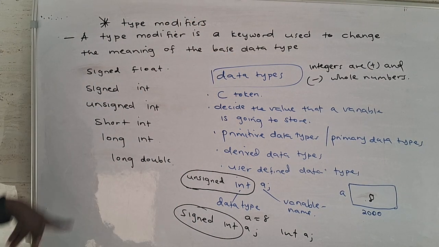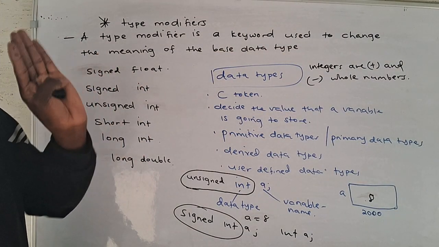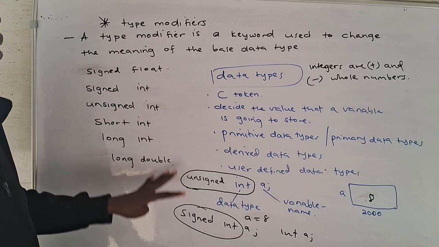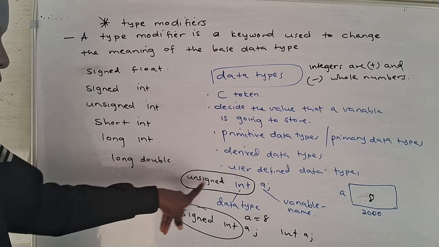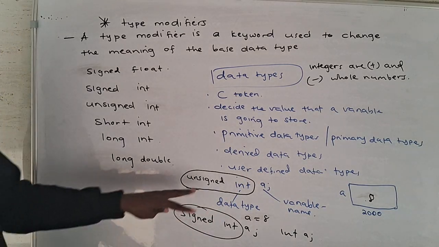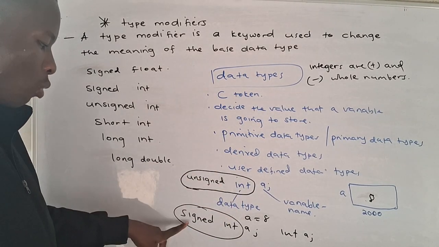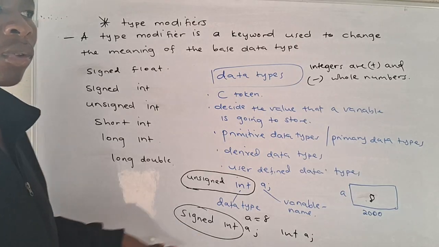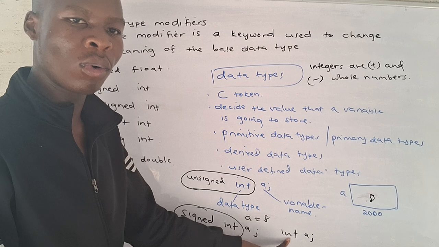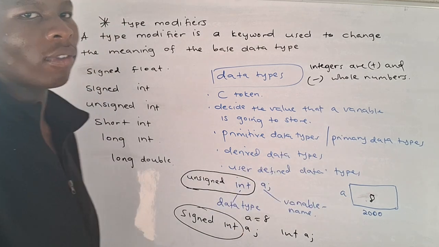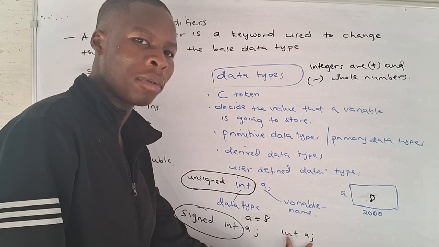So what is a type modifier? A type modifier is a keyword used to change the meaning of the base data type. I think I have clarified here using unsigned int and signed int. Unsigned int simply means A is going to store only positive integers. If you write signed int A, it means A is going to store both positive and negative integers. If you write int A, by default, A is going to store both negative and positive integers. So signed int A is nothing but the same as int A.